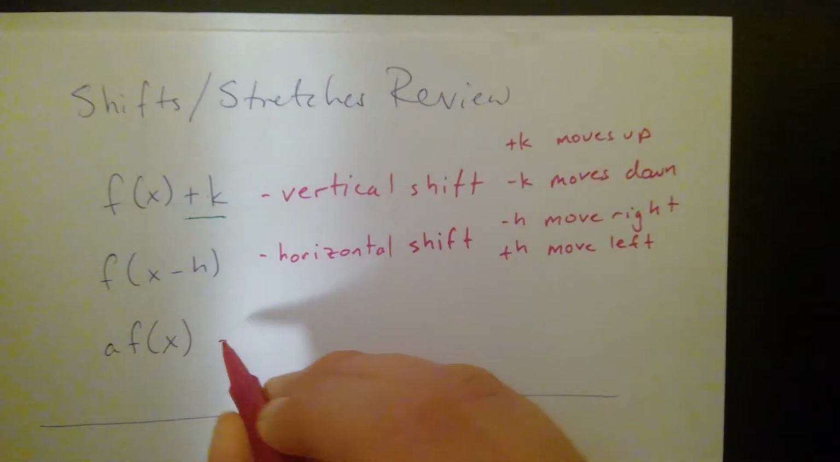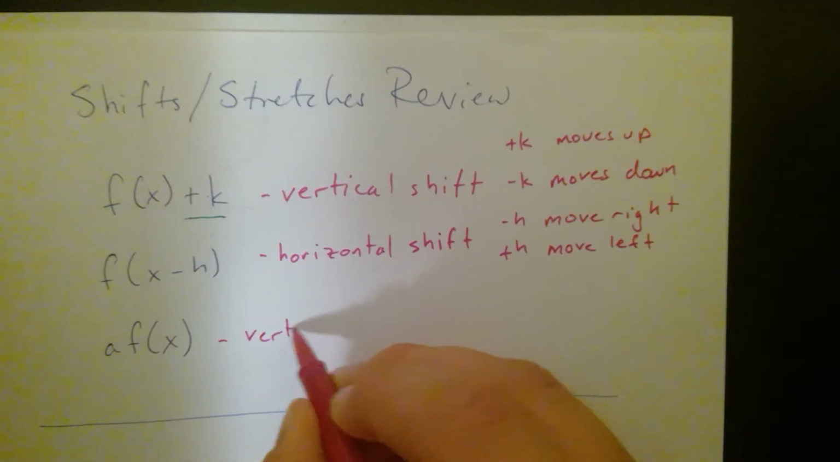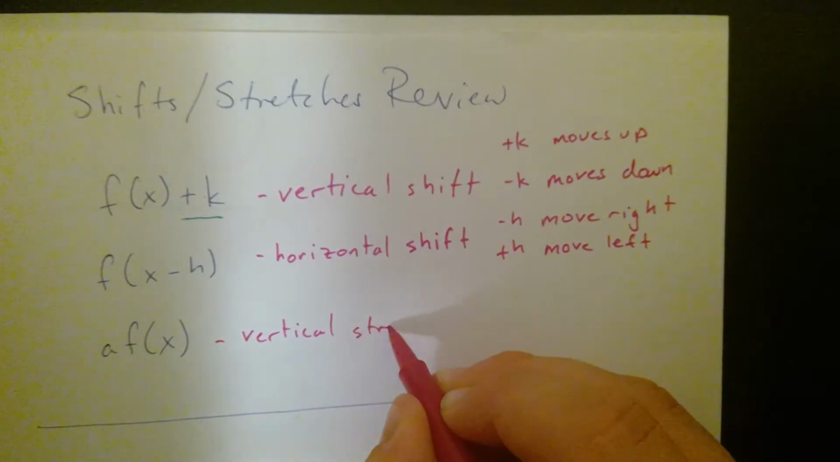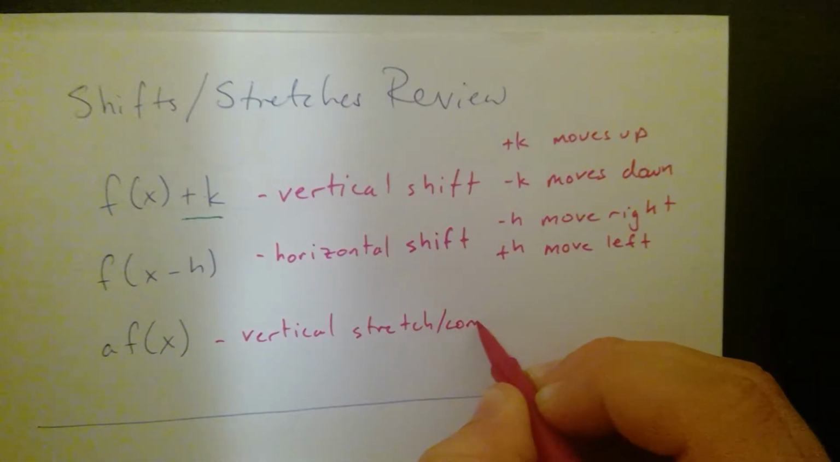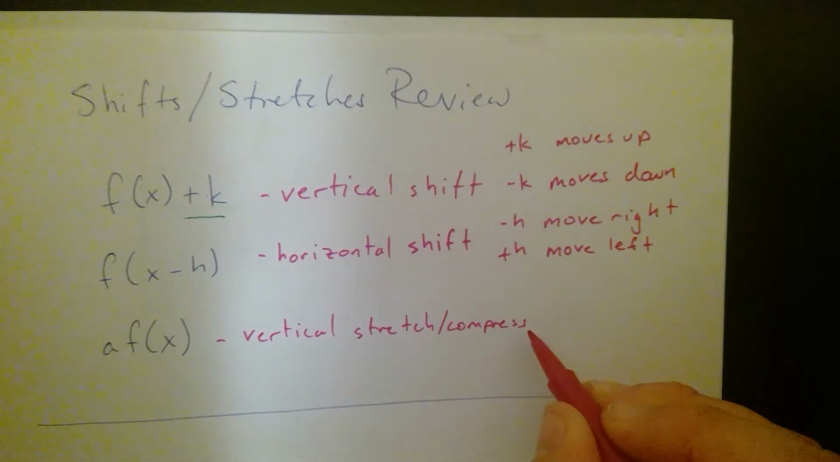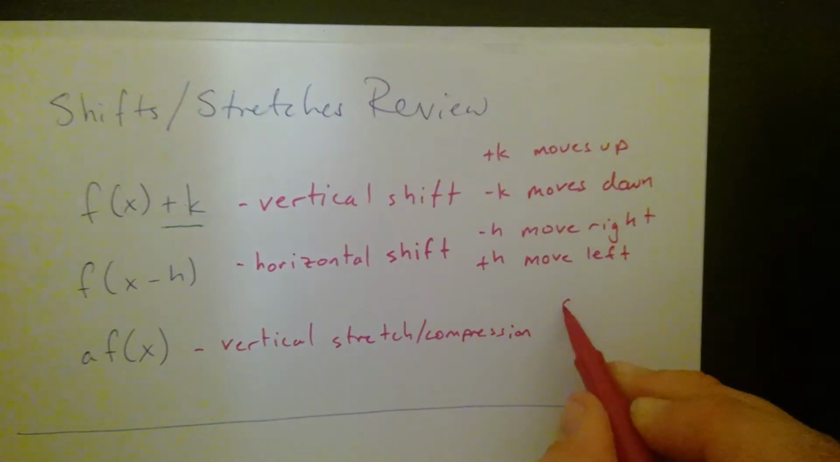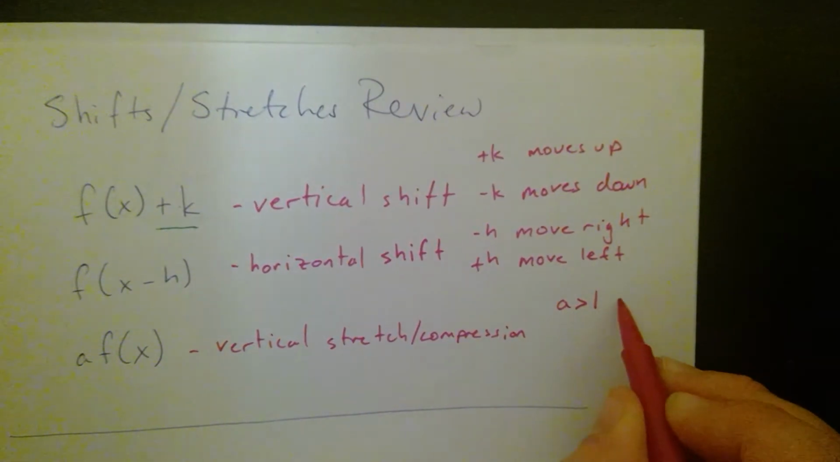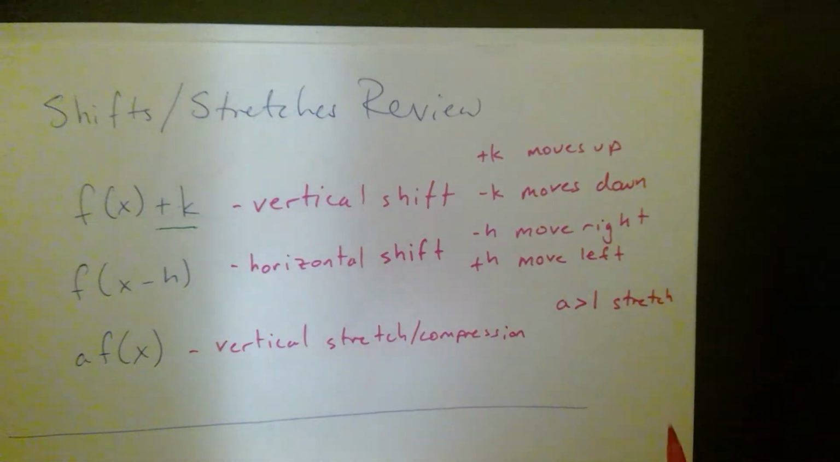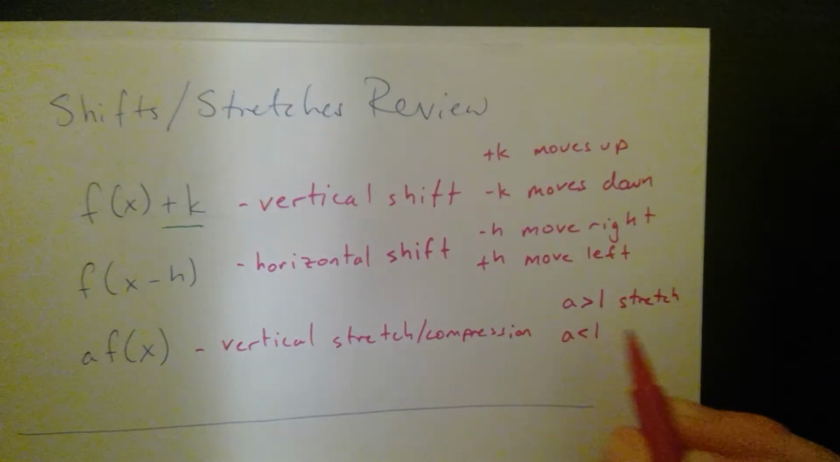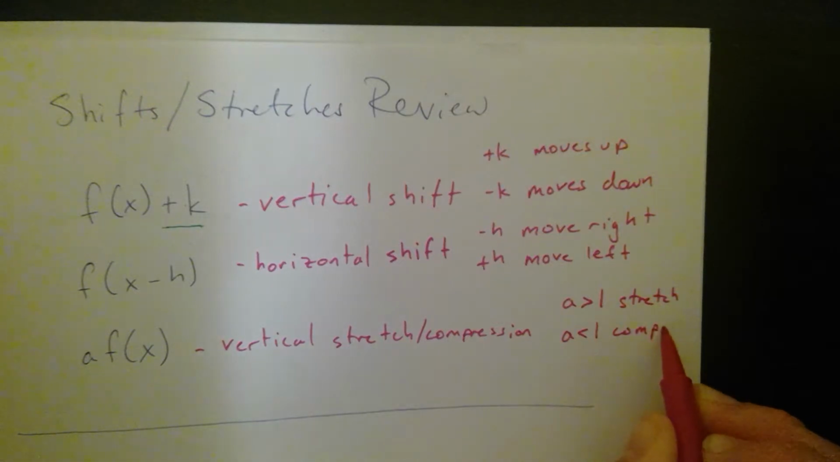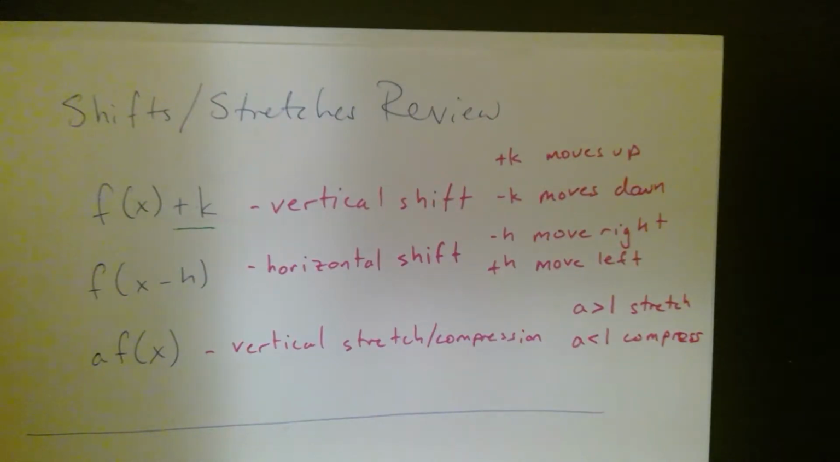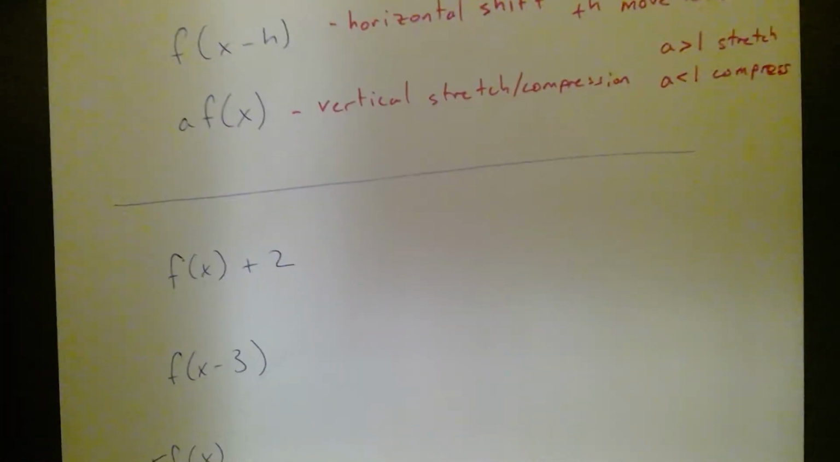And then the a out in front will give us a vertical stretch or compression. If a is bigger than 1, we will stretch, which means get bigger. If a is less than 1, we will compress or get smaller. So that's what we need to be familiar with when we're looking at shifts and stretches in function notation as well as in graphs. So let's go ahead and do a few examples.